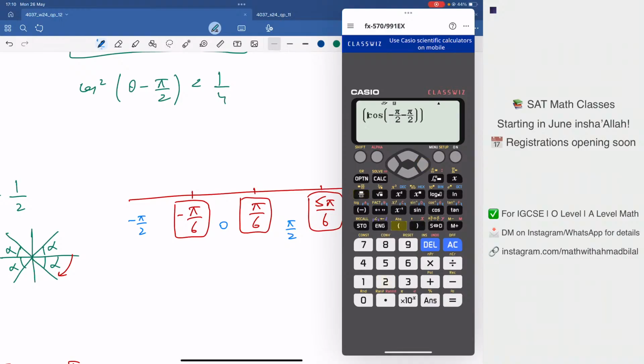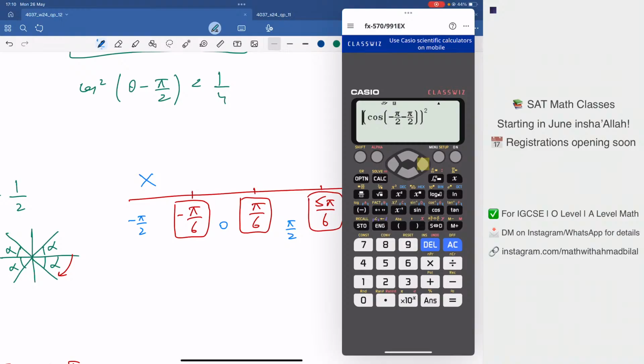And then you square that whole thing. Right? That's cos square of this. What do we get? We get 1. Does that satisfy this inequality? Is 1 less than 1 over 4? It's not. That means this region is not correct.